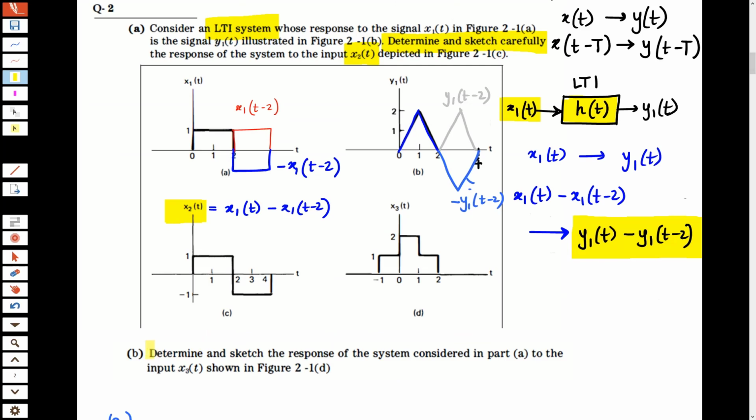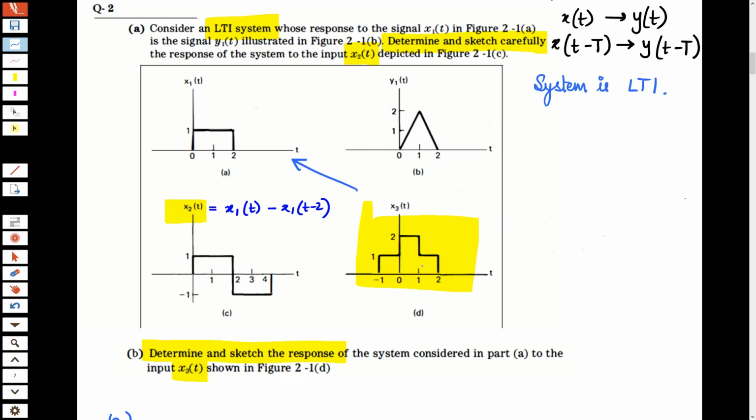Part B says, determine and sketch the response of the system considered in part A to the input x3(t). Now what is x3(t)? This is x3(t). Okay, so again, because in this question we do not know what is h(t), the impulse response of the system, we only know one set of input and output, and we know that this is LTI system. So now let us try to write x3(t) as a function of x1(t). Only then we will be able to find the output y3(t).